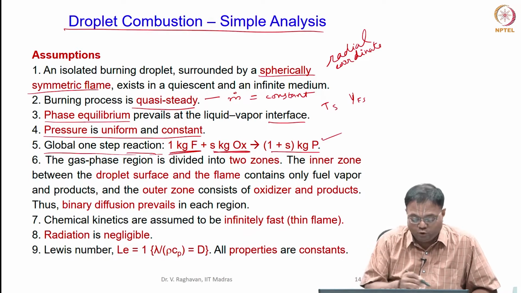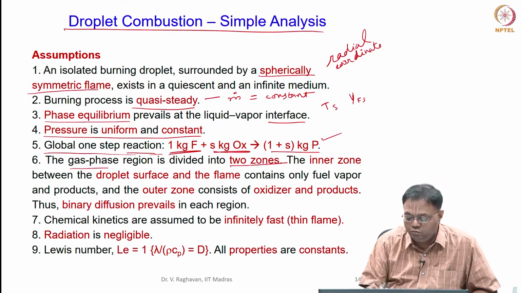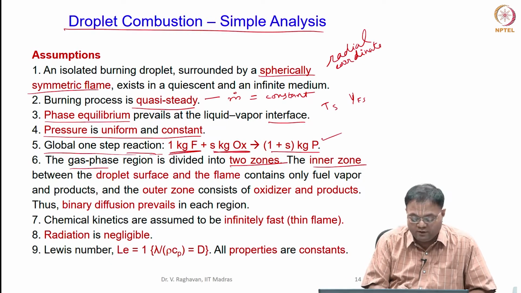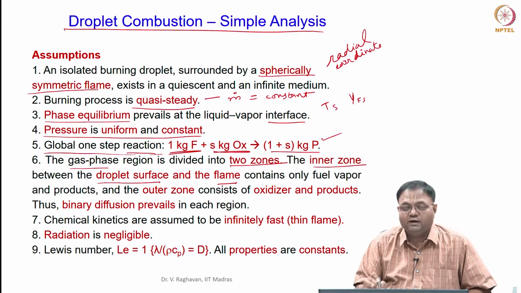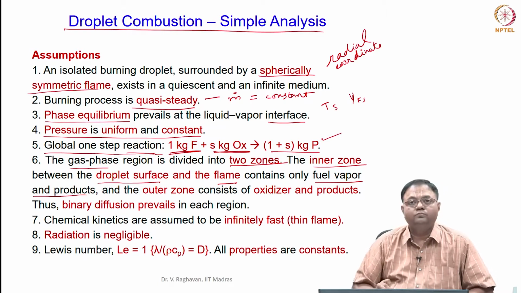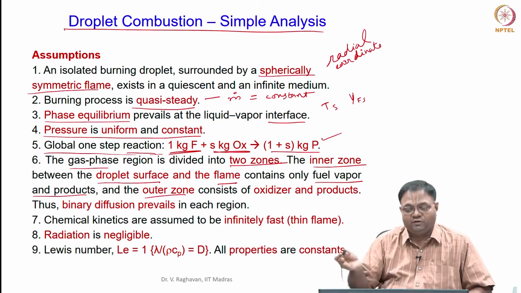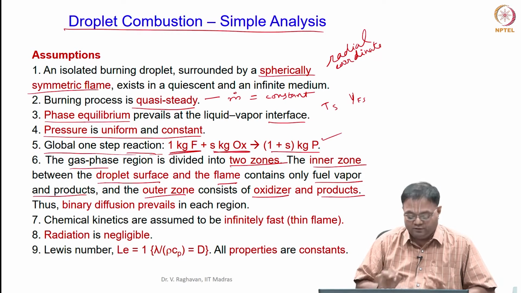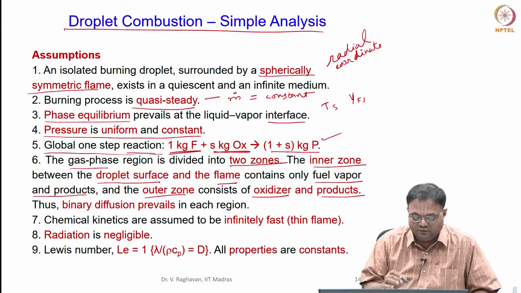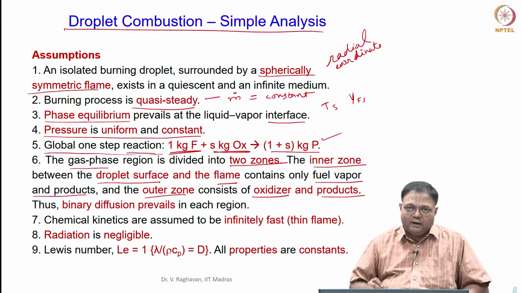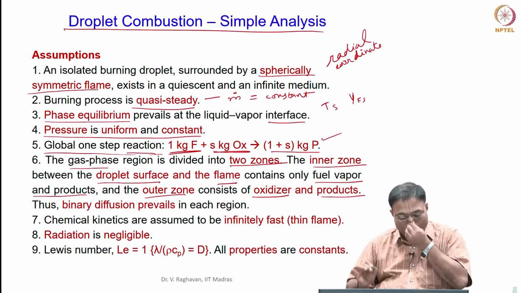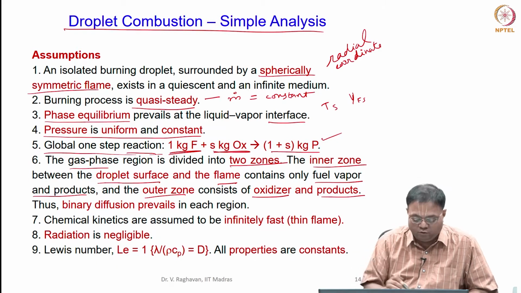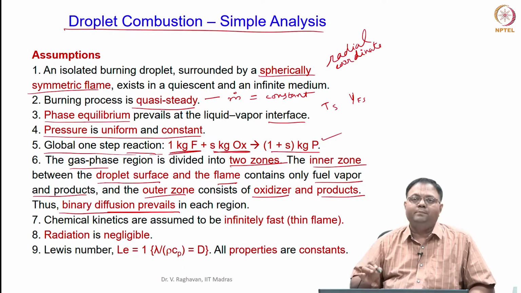Then, as I told you, the gas phase now has two zones. The inner zone, corresponding to the region between the droplet surface and the flame, contains only fuel vapor and the products. And the outer zone, which is after the flame, r greater than or equal to RF, will consist of only the products and the oxidizer. There is no fuel present there. Since only two species are present in any zone, in the inner zone fuel and products, in the outer zone oxidizer and products, binary diffusion can be invoked.